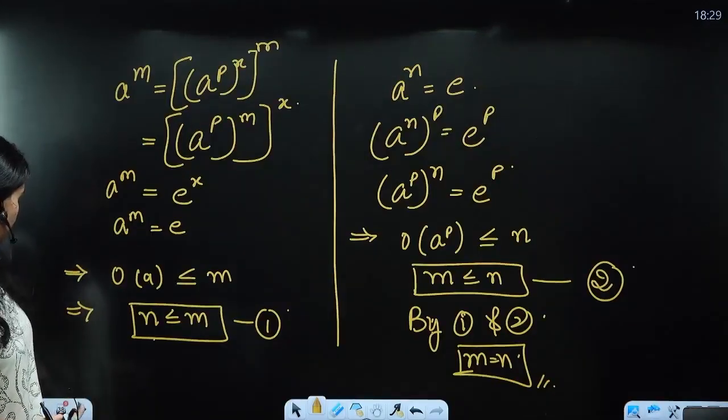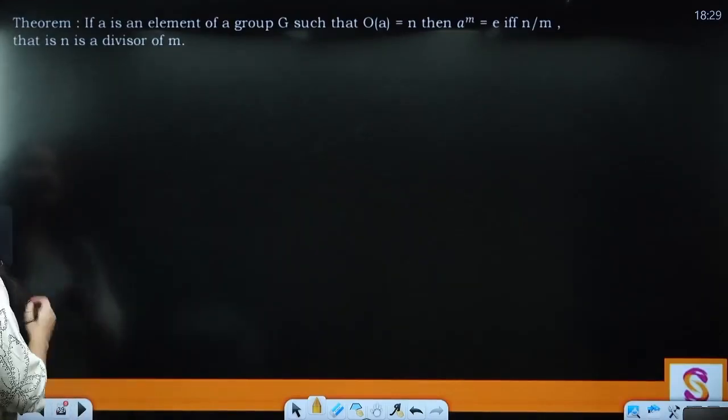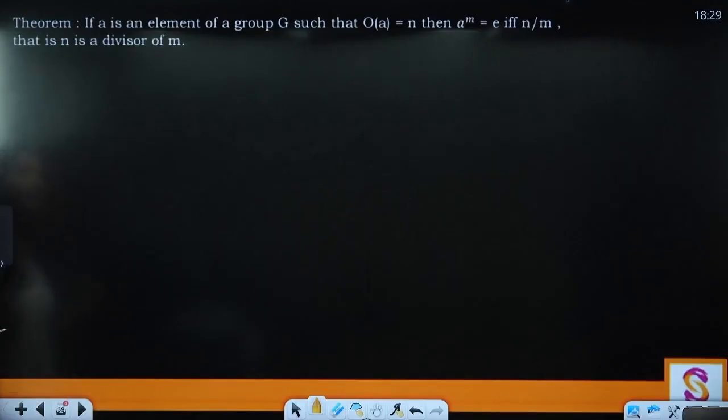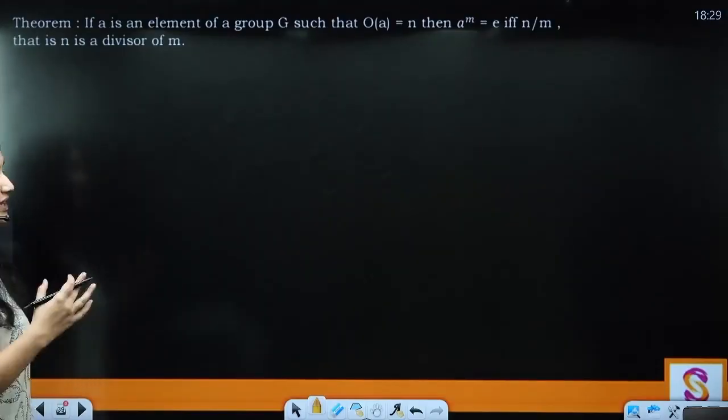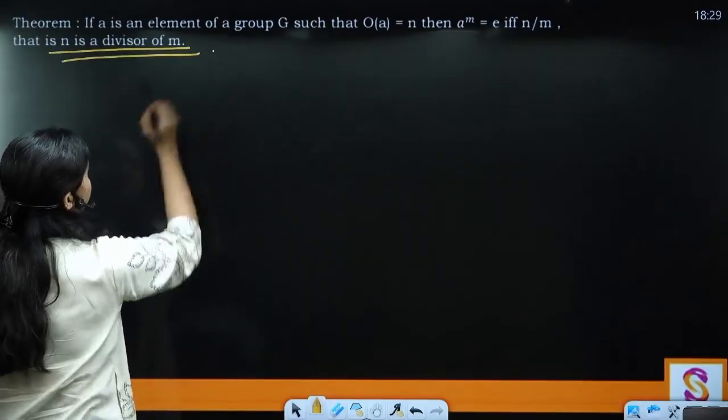All right, let's take up the last proof for the day. If a is an element of a group G such that order of a is equal to n, then a raised to the power m is equal to e if and only if n is a divisor of m. That means n divides m.